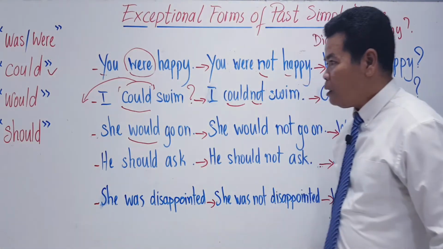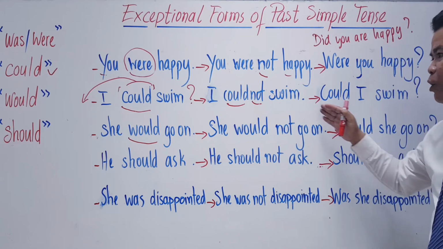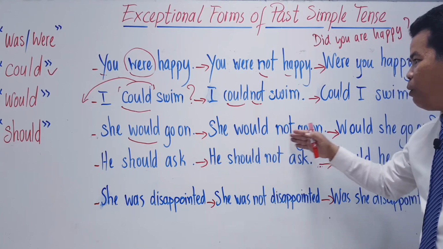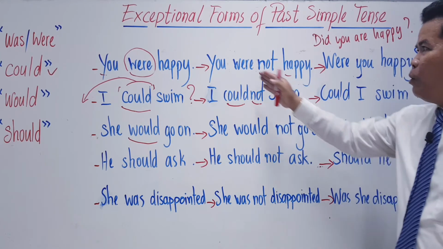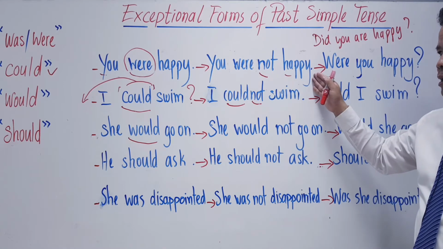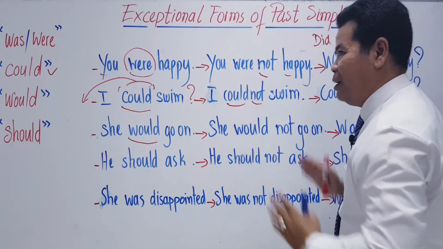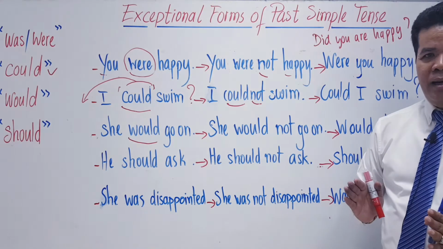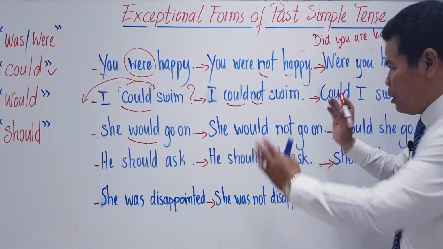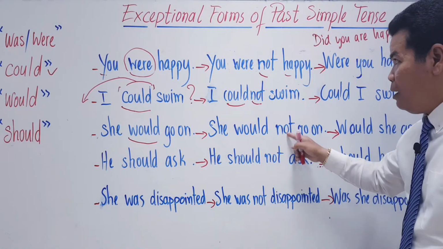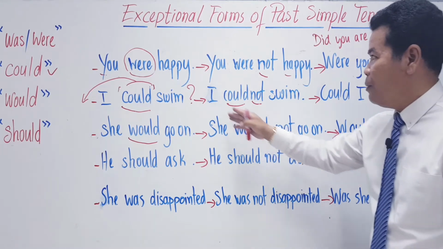Now, let's go. She would go on, and then we go to the negative. She would not go on, or you say she wouldn't. She wouldn't go on. Like this one, I could not swim. I couldn't swim. Okay? So you were not, you weren't happy. When we shorten it, when we use two words together, it seems quicker or faster. For example, I say she would not, but when we shorten it, you can have she wouldn't. I couldn't. I couldn't swim.